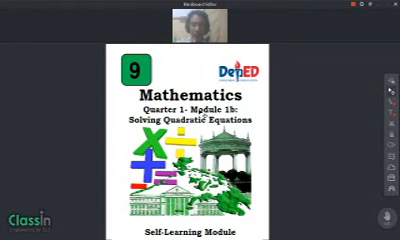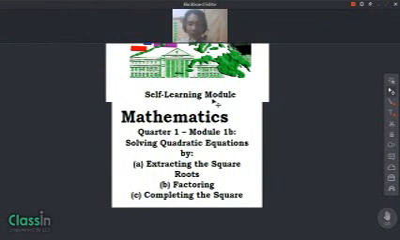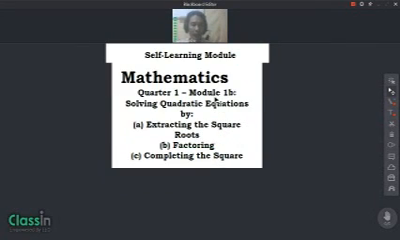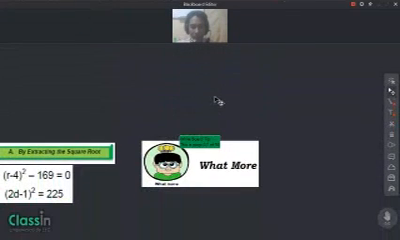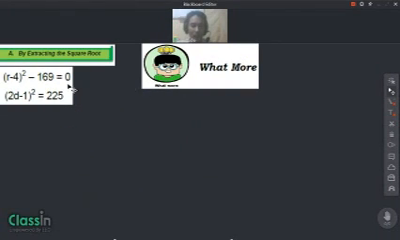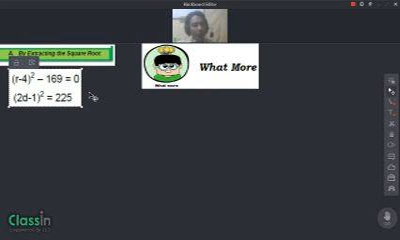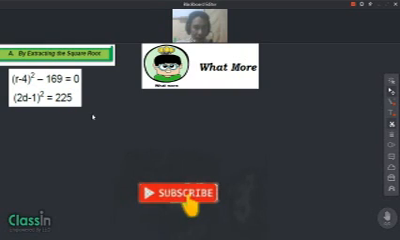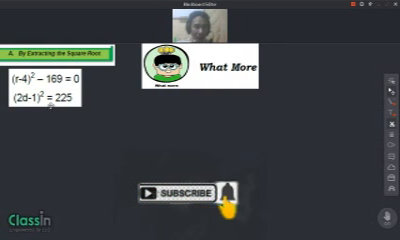For this week, you are answering Module 1B, Solving Quadratic Equations. Our topic for today is extracting the square root. Now I will show you how to extract the square root of a quadratic equation by solving some items in the section What More of your SLM. Let us begin. If you've already finished answering this portion, just try to compare your solution with the one I am going to show you and check whether you've got the correct answer.